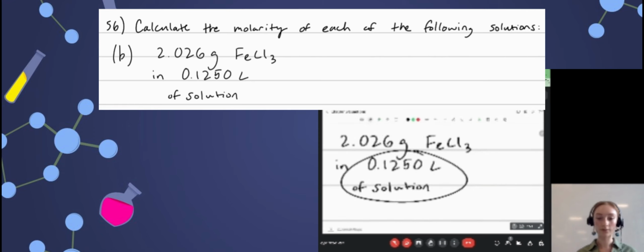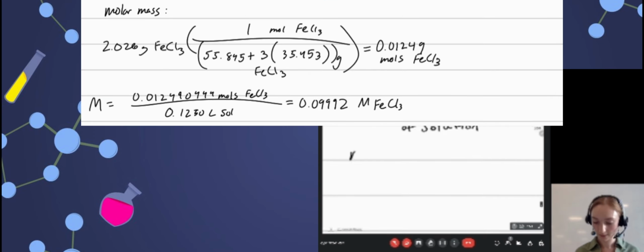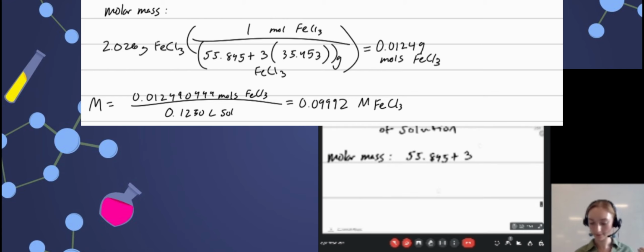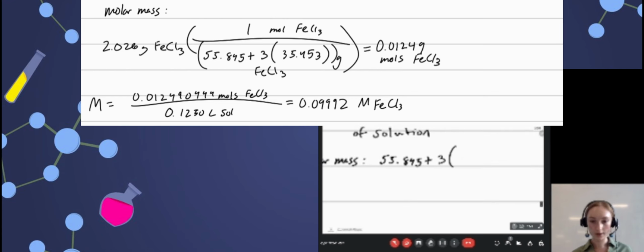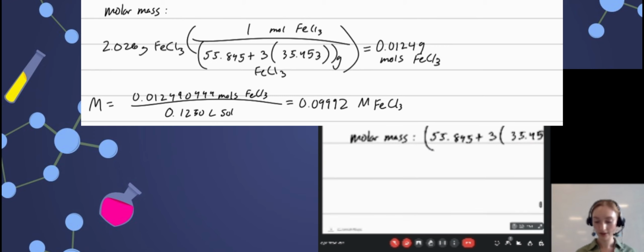So let's first get from grams to moles. The molar mass that we'll use for this conversion is going to be 55.845 plus 3 times, because we have 3 chlorines in here, 35.453. And so that's the molar mass of the iron chloride. Let's start out with how many grams that we had. We have 2.026 grams.